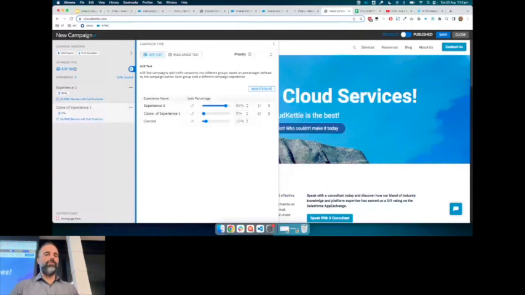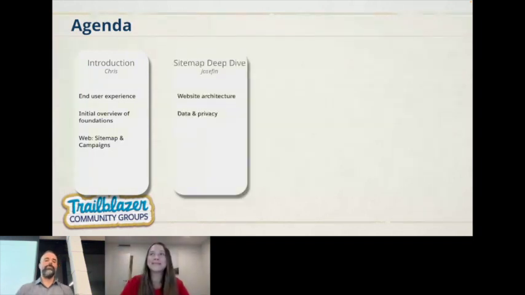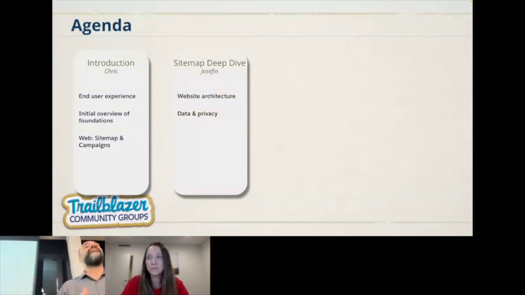The list goes on, but just in the interest of time, we'll check back in the agenda. We've done a quick overview of foundations, where I've just gone through the left menu, but we've done a little bit of the sitemap, a little bit of the campaigns and how that's done. We'll go a little bit deeper. Before we do, I would like now to hand over to Josefin from OSF Digital. She'll talk us through a little bit about website architecture, a little bit about data and privacy. And when she's finished, we'll open it up for some questions around these types of topics. Remember, we've got all this stuff yet to come. But with that, I will hand over to Josefin.